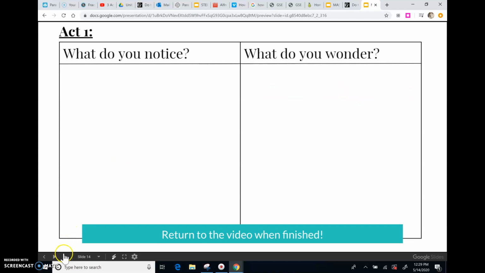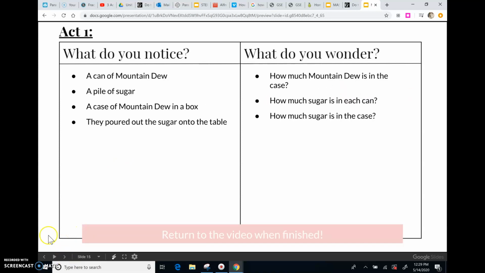Okay, so here's what I noticed and wondered. I see a can of Mountain Dew. I noticed there was a pile of sugar. I noticed there was a case of Mountain Dew in a box, and I noticed they poured out the sugar onto the table. And I was wondering, how much Mountain Dew is in the case? How much sugar is in each can? How much sugar is in the case?